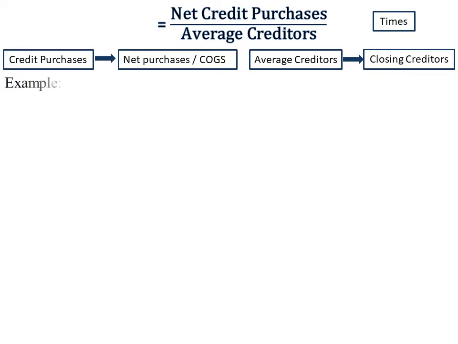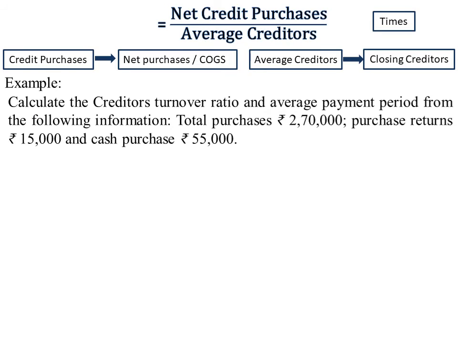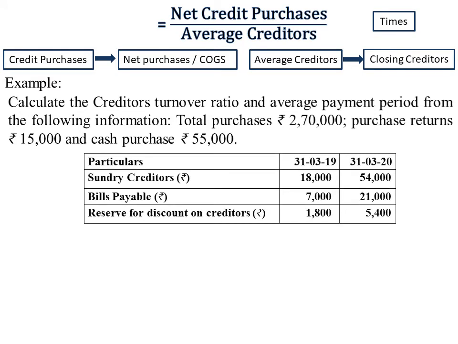Question is, calculate the creditors turnover ratio and average payment period from the following information. Total purchases rupees 2,70,000, purchase returns rupees 15,000 and cash purchase rupees 55,000. Then we have opening and closing data available for sundry creditors, bills payable and reserve for discount on creditors. Here information given about reserve for discount on creditors is of no use, so ignore.